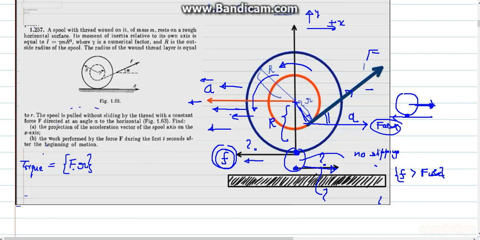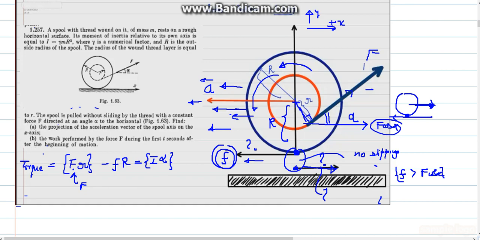So now let us write what is the total torque. This is torque due to force F. There is another torque due to friction, which is in the opposite direction to the force F, and it is Fr. And this total torque will be I times alpha. Alpha is the angular acceleration.